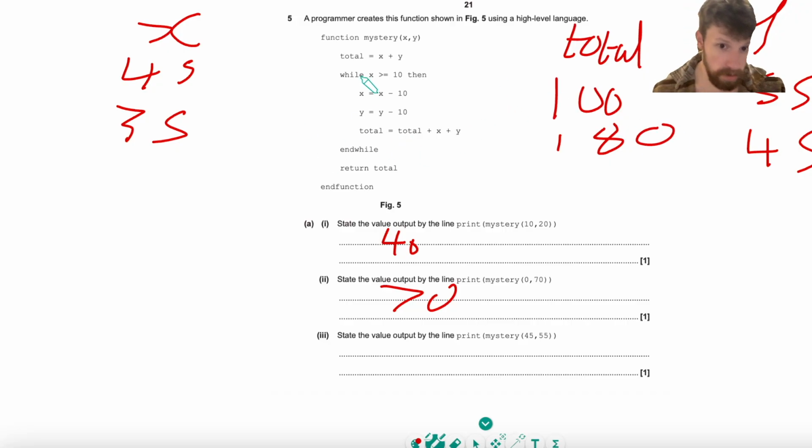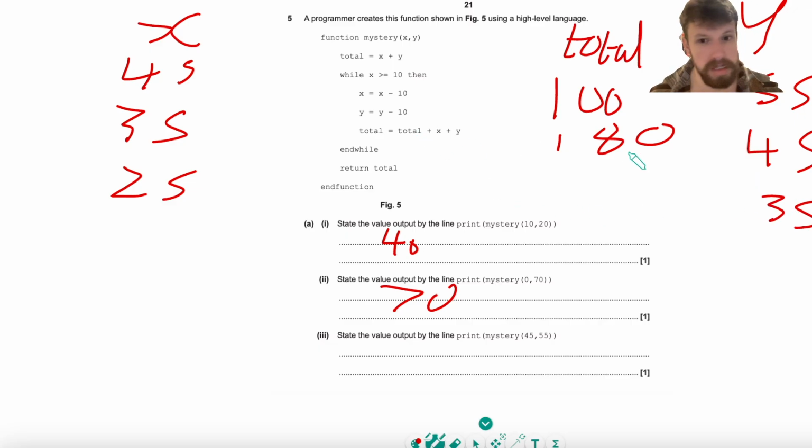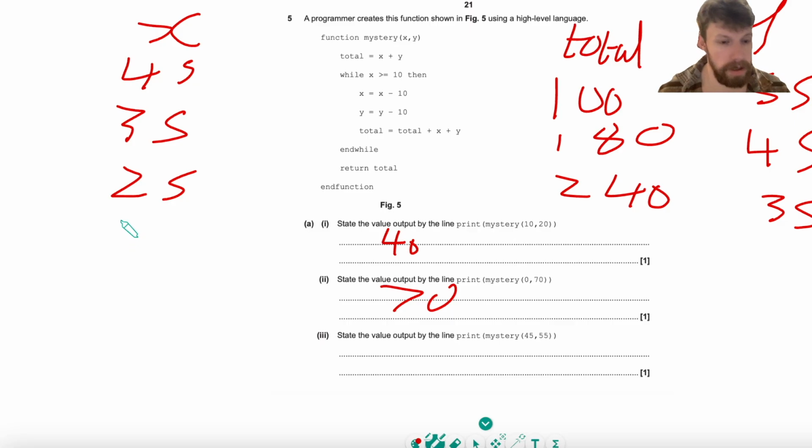We go back up to the top because the while loop's still true, so then that's going to be 25. That's going to be 35. That's now going to equal 60. So then we do 180 plus 60, so that's going to be 240. This is still true. So in this case, we're going to do 15, 25. 15 plus 25 is going to give us 40. Add that onto there, so then that's going to give us 280.